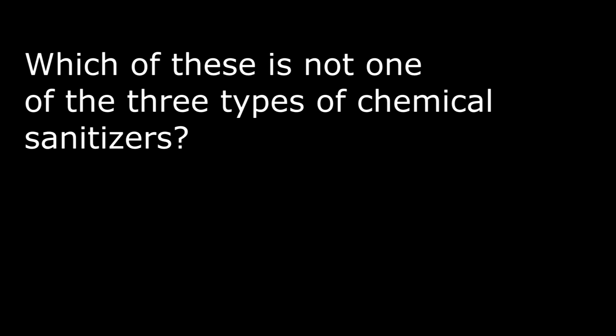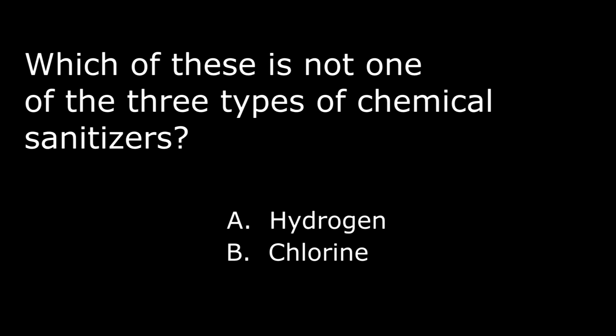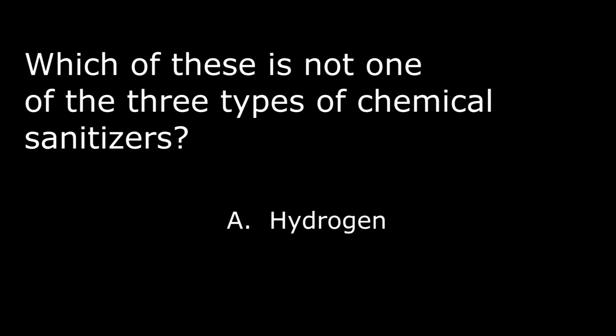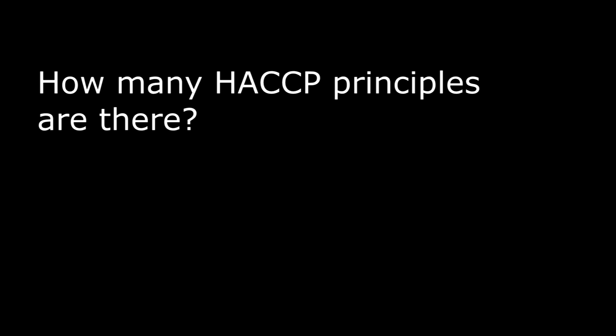Let's break for a few more quiz questions. Which of these is not one of the 3 types of chemical sanitizers? A. Hydrogen, B. Chlorine, C. Iodophores, or D. Quats? The answer is A. Hydrogen. Next question. How many HACCP principles are there? A. 3, B. 5, C. 7, or D. 9? The answer is C. 7.